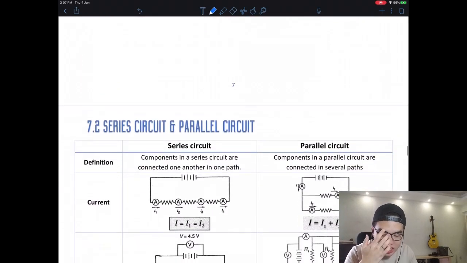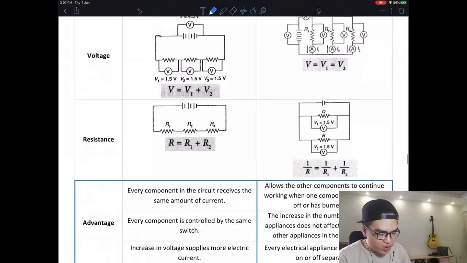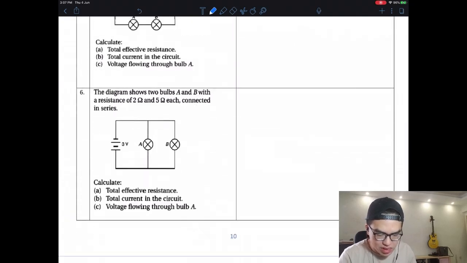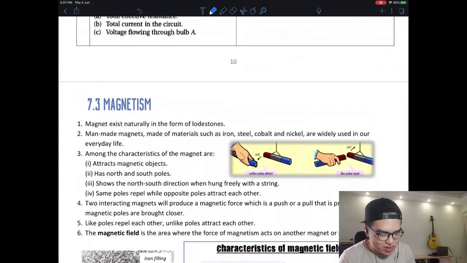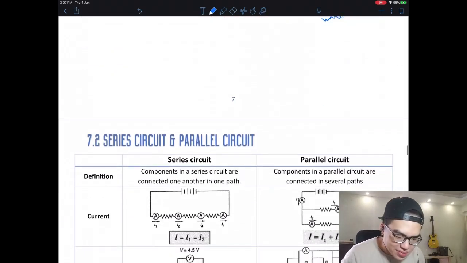So this series and parallel circuit, we will go into it next week. Also a very important part. After we have done this, I would say this chapter is done. We have magnets also. Magnets are easy, no calculation there. So let's look at our exercise.